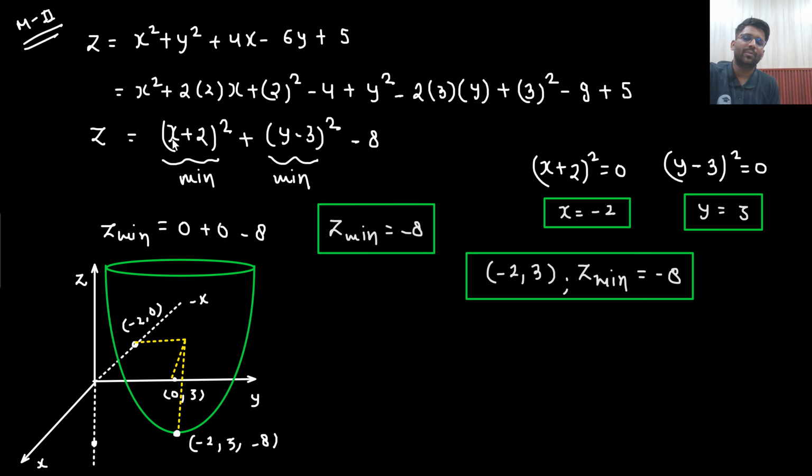So this will give you the minimum value minus 8. It will be occurring at minus 2 comma 3. That's it. That's the answer. So one of the options would mention that the minima would occur at minus 2 comma 3 and the value will be minus 8. That's it. So this is how the graph would look, and this is how the process would go on.